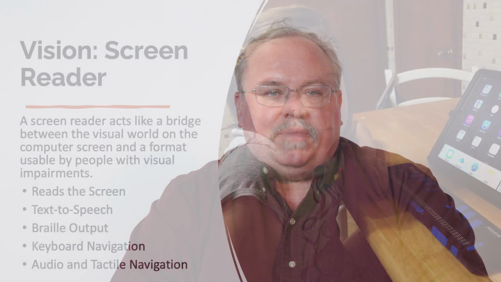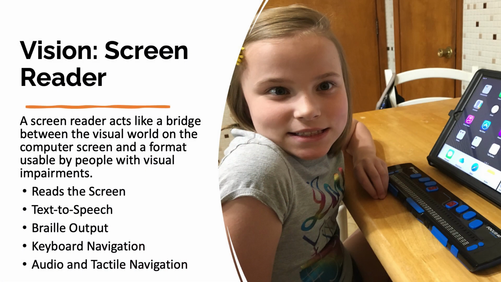A vision accessibility feature used by people who are functionally blind is the screen reader. A screen reader allows the computer to talk to the user. It acts as a bridge between the visual world and the computer screen in a format usable by individuals with a vision impairment. The screen reader will read important information on the screen based on what the individual is typing or accessing with a mouse or a touch screen.